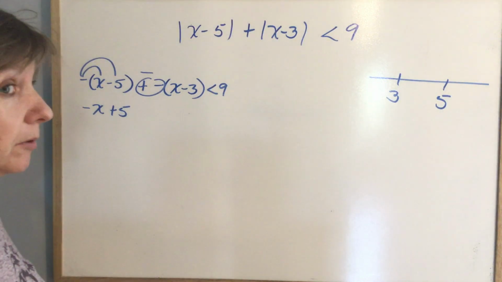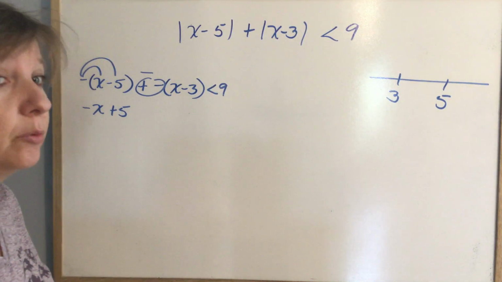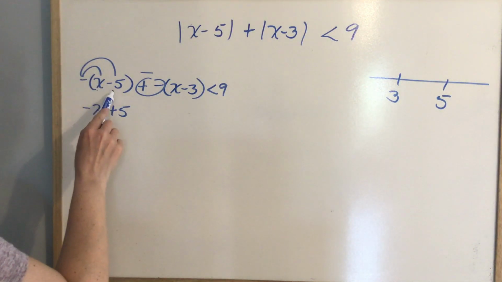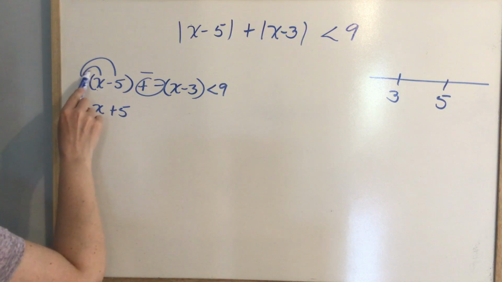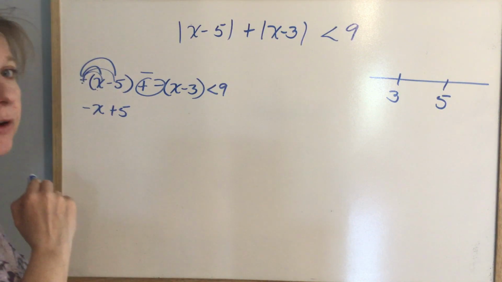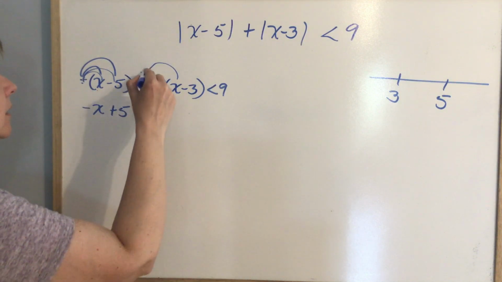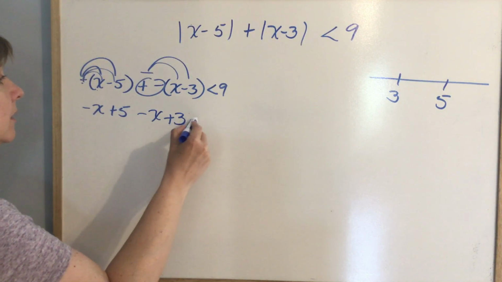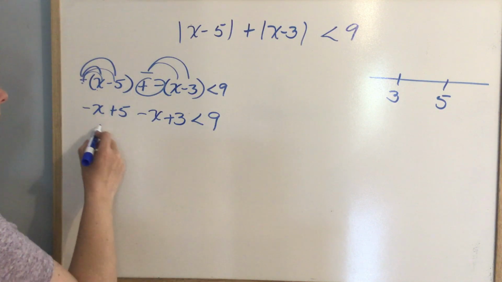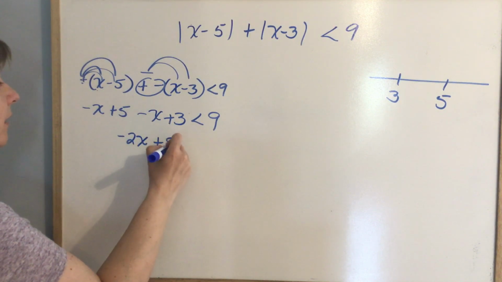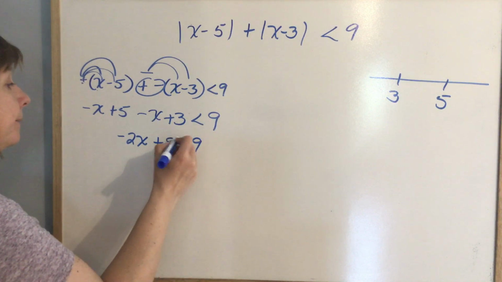A bunch of people, and again, it was not just 1 or 2, it was several people, would tell me that was negative x minus 5. But no, the negative's on the x and on the negative 5, making it a plus. So negative x plus 3 is less than 9. So that's negative 2x, and 5 plus 3 is plus 8, is less than 9.